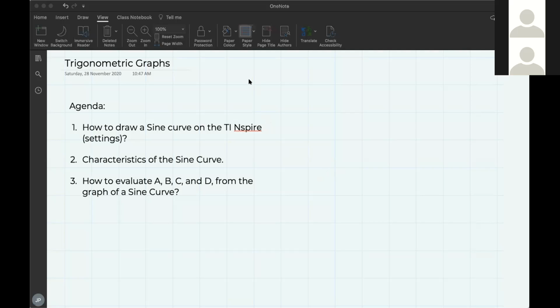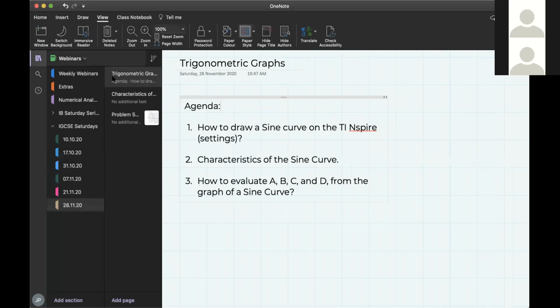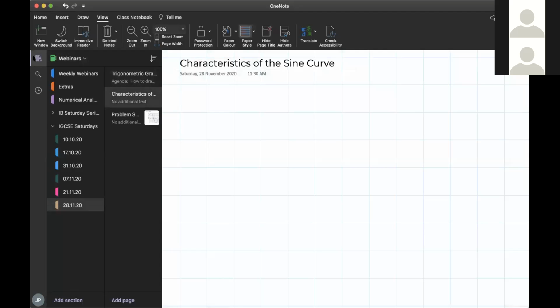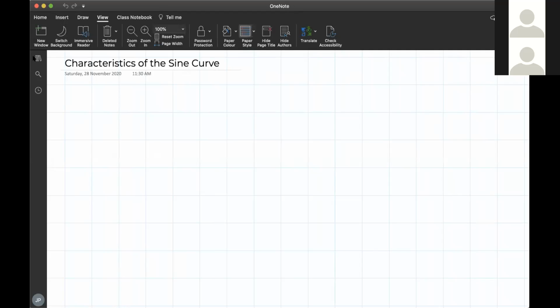Let my OneNote open up. I'm going to go to the next page, which I'm calling characteristic of a sine curve. So the first thing is that we want to be able to draw the sine curve. Like I said, I'm not going to go into the details of how it is generated, meaning the unit circle part we will ignore. We'll go straight into the sine curve. The sine curve basically is going to look like this.